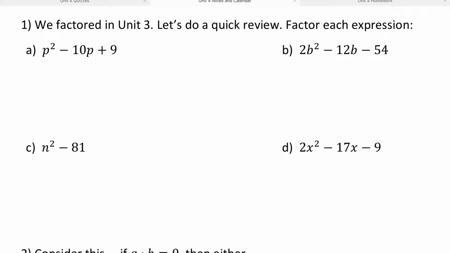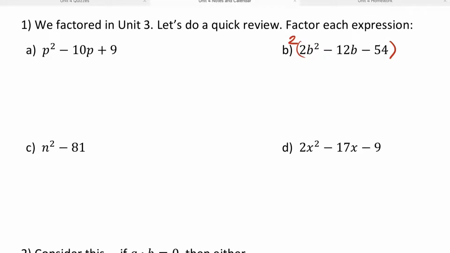Step 2, we need to see if there's a greatest common factor. For A, there's not a greatest common factor. For B, there is a greatest common factor. That would be 2. For C, there's not a greatest common factor, and for D, there's not a greatest common factor.